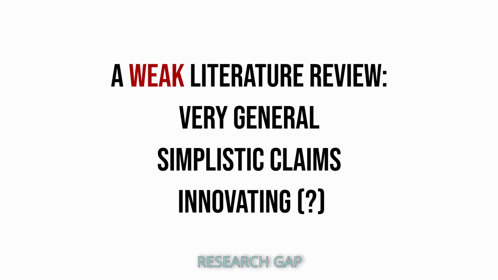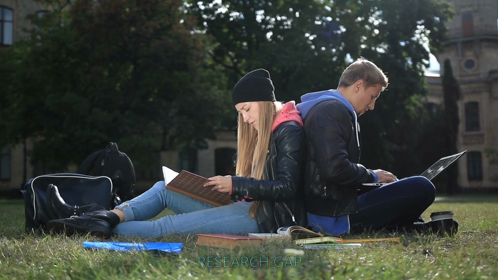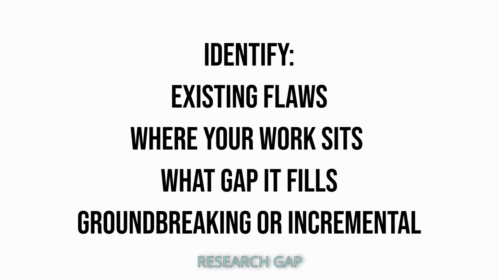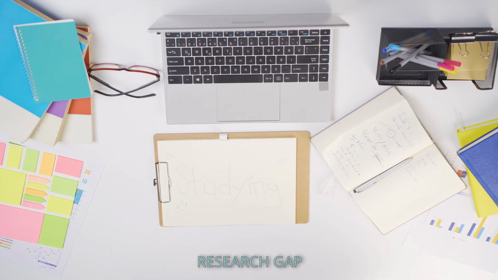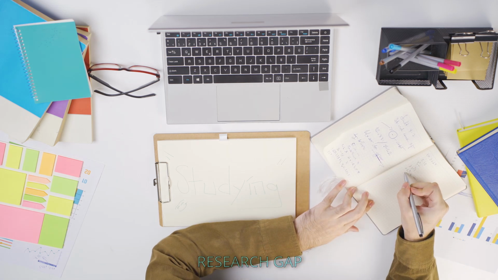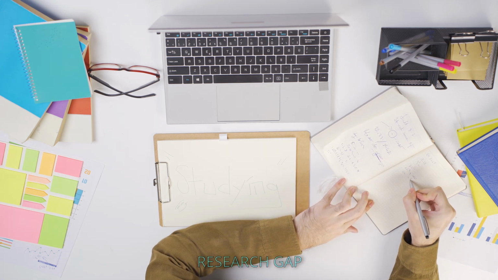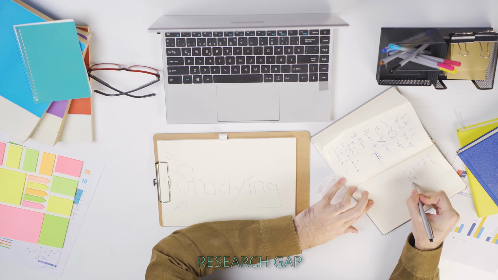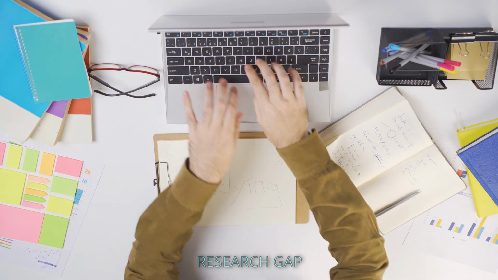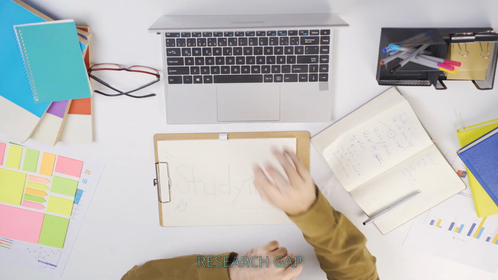A weak literature review will be very general, making simplistic claims, and claim to be innovating based on a small amount of reading. To finish, you should identify the existing literature's flaws and where your work sits amongst this, what research gap it fills. It could be a groundbreaking new study, or could be more incremental, such as studying university students' thoughts on leadership education when the literature so far has focused on young professionals. This is a great and confident way to end this chapter. And that's all a literature review needs to be.